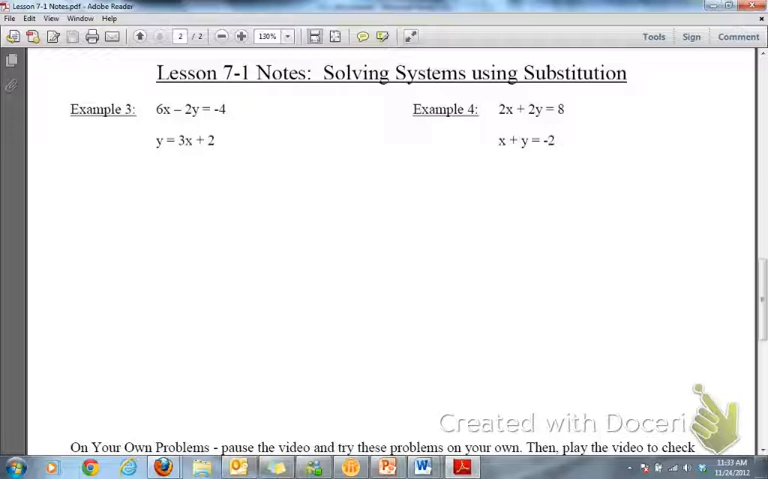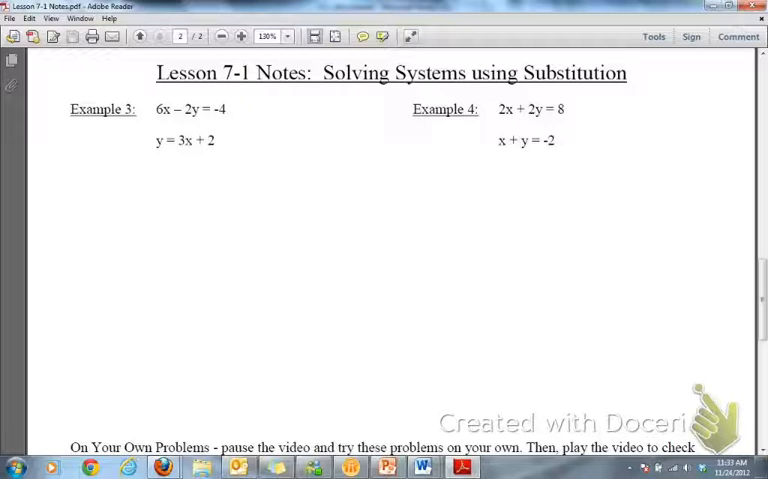Okay, let's try examples 3 and 4 just to get more practice with substitution. I hope you are liking it better than graphing. It tends to be a little bit quicker and usually a little bit easier. I like it a lot.